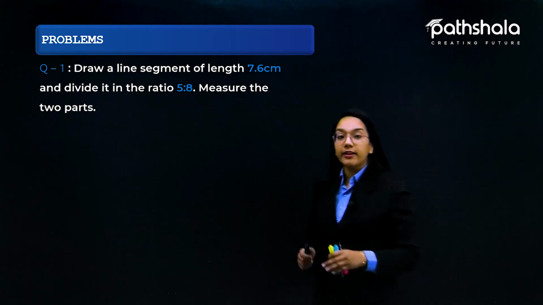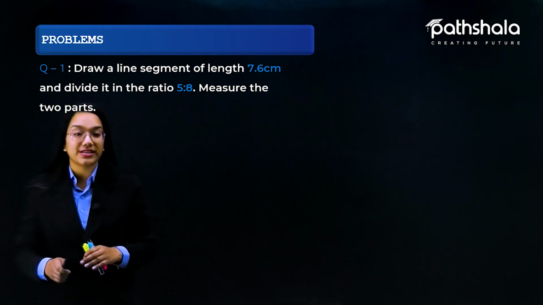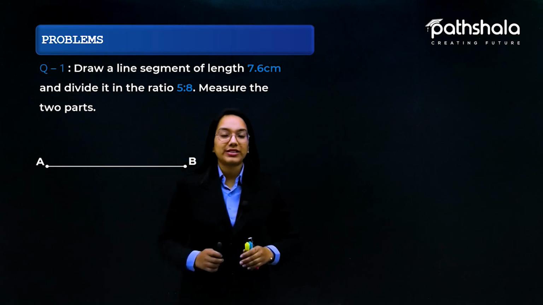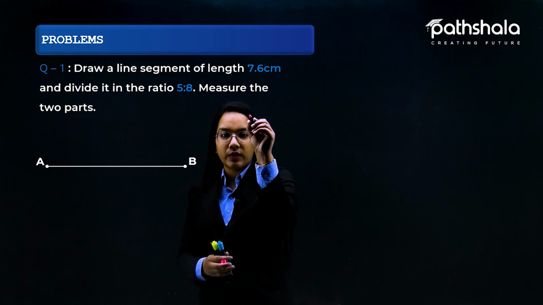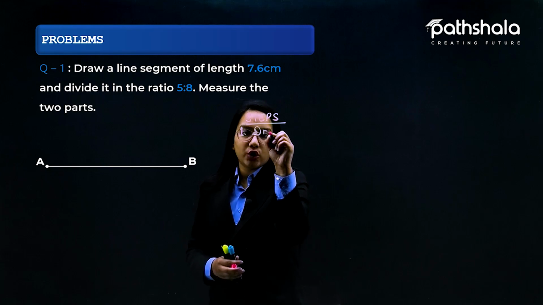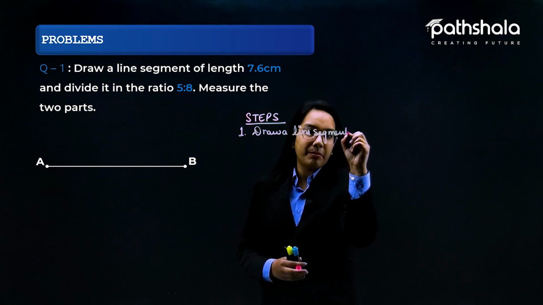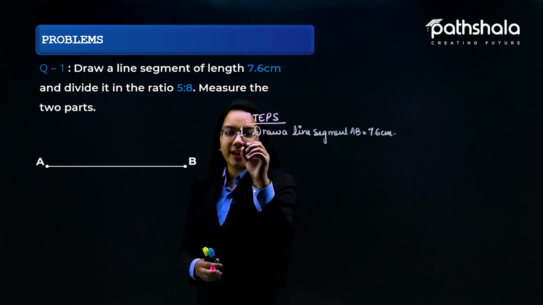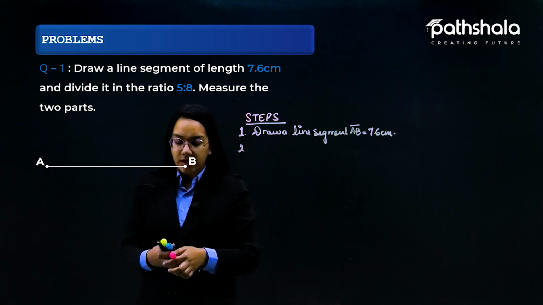First of all, with the help of the scale, we have to draw a line segment of 7.6 centimeters. Let us suppose I am drawing this line segment, which is AB, equal to 7.6 centimeters, and I am writing the steps of construction step by step. The first step is to draw a line segment AB equal to 7.6 centimeters.